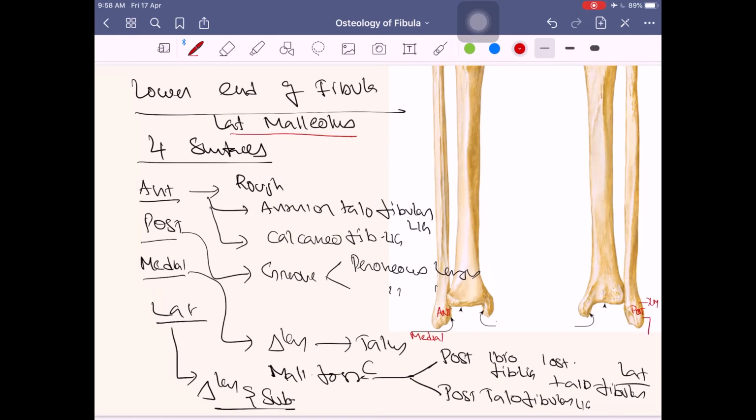So the lateral surface will continue down as the lateral malleolus. If you look at the anterior surface, it is rough. You can make out there are some rough impressions, and it gives attachment to two ligaments. So what are the ligaments? One is called the anterior talofibular. Talo is from the talus. Talus is a bone which will fit into the next bone, which we are doing in the next class, which will be the skeleton of the foot.